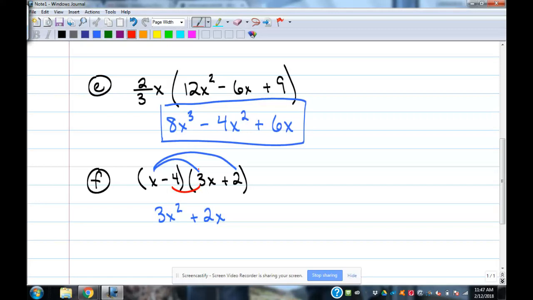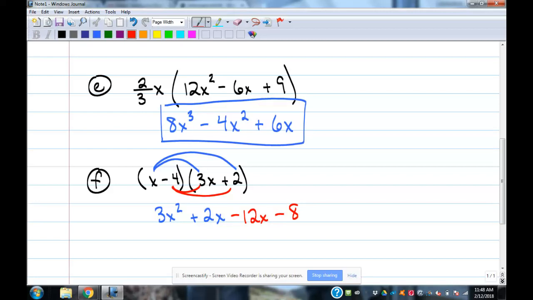Negative 4 times 3x. Negative 12x. Negative 4 times positive 2. Negative 8. Okay, so first term distributed, that's written in blue. Second term distributed is written in red. Okay, you want to do them in order like that.